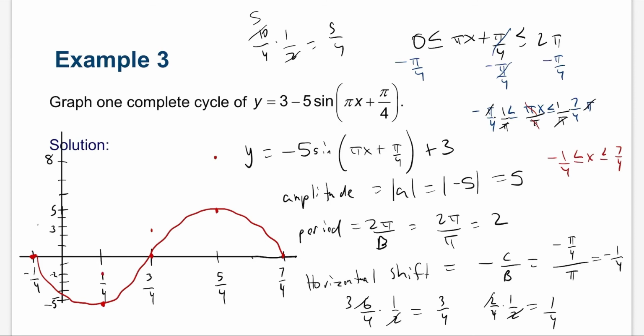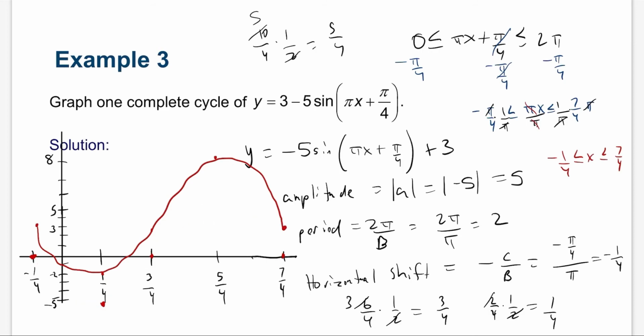And this point would go up to 3 as well. So there you have it. So I can erase this graph now. And there's our answer. There's our final sine graph. Let's move over to the homework now.